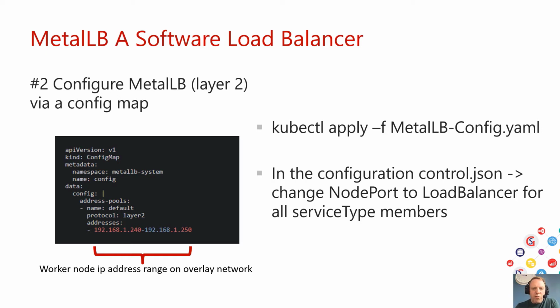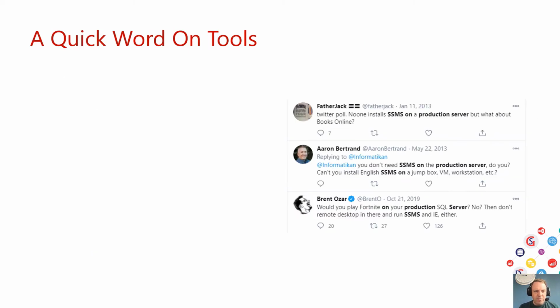Then in your control.json configuration file, before you actually deploy your big data cluster, you want to change each occurrence of node port to load balancer. You can do that via a text editor such as Nano or Vi, or you can do it via the AZ data commands, which allow you to use JSON path.